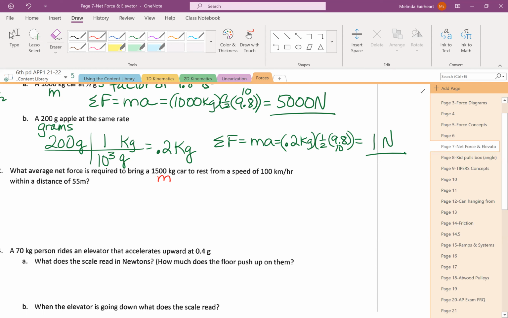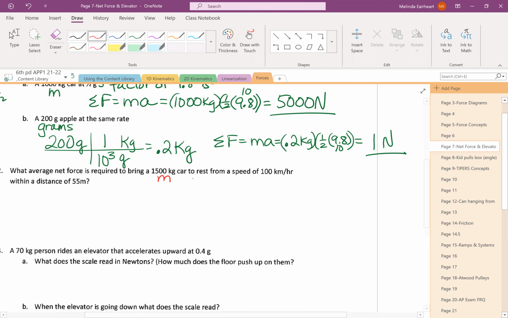Is it the same thing? No. Weight has mass times our 9.8 acceleration due to gravity. And so just be aware, tomorrow it might say, 1,500 newtons. That's the weight. But 1,500 kilograms is the mass of the car.